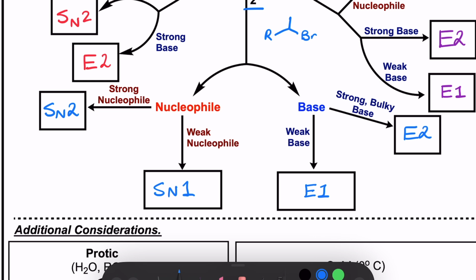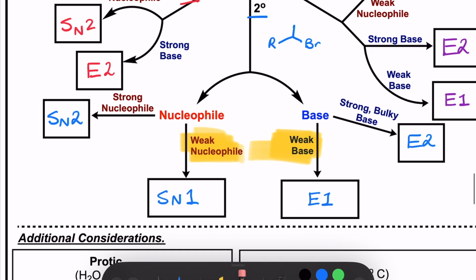Now, I want to make an important note about these two. I'm going to highlight them. These two. The problem that we're going to encounter with SN1 and E1 is that most weak nucleophiles tend to be weak bases and vice versa. So the reality that we have to accept here is that any time, at least for a secondary alkyl halide, and most certainly probably for tertiary as well, anytime we're dealing with a weak nucleophile, we're also probably dealing with a weak base, and therefore we are likely to get both.